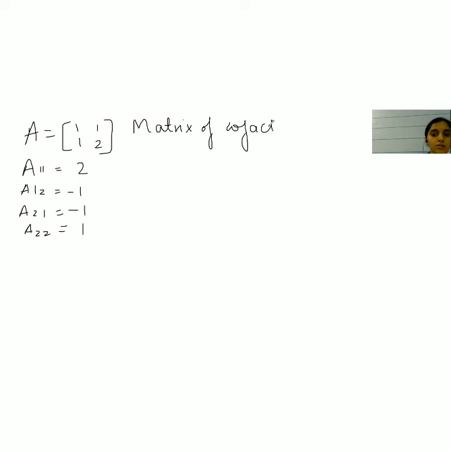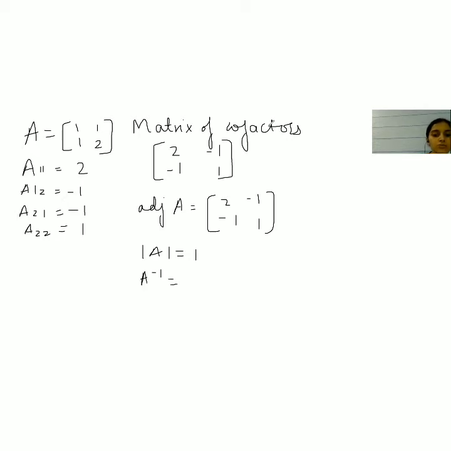Let's put the matrices in place. So this will be 2, minus 1, minus 1, 1. Then the adjoint of A is 2, minus 1, minus 1, 1. Determinant of A is equal to 2 minus 1, that is 1. So A inverse is 1 upon 1 times the adjoint, or if you don't write it, it is okay because the determinant value is 1. So A inverse is 2, minus 1, minus 1, 1.